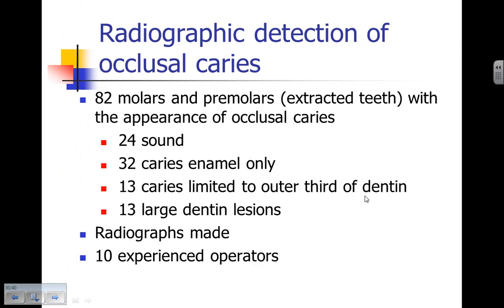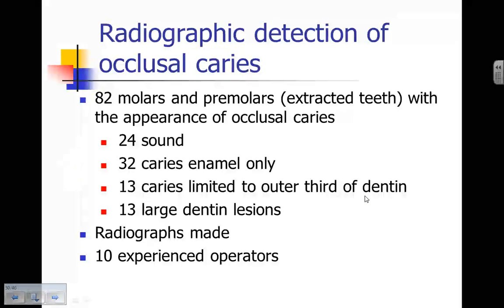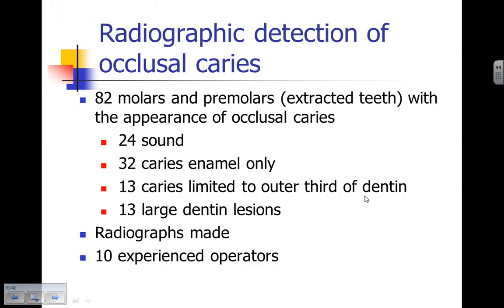How good is radiographic detection of occlusal caries? Well, we take a look at one of the benchmark studies looking at radiographic interpretation of occlusal caries, where 10 experienced operators were asked to look at radiographs made of extracted teeth, 82 molars and premolars. All those teeth had the appearance of occlusal caries. After the evaluation was done, the radiographs were made, the teeth were sectioned and evaluated.